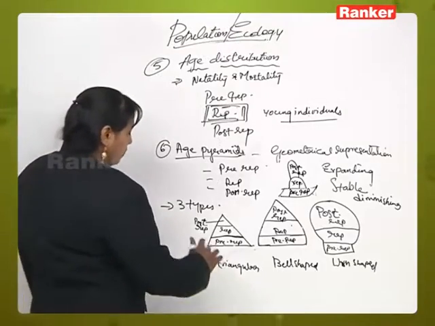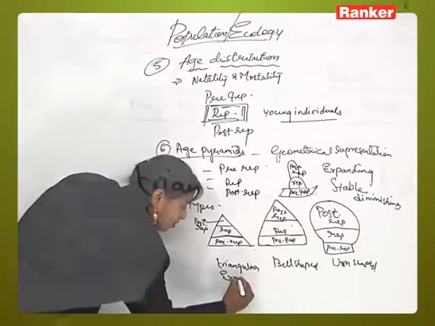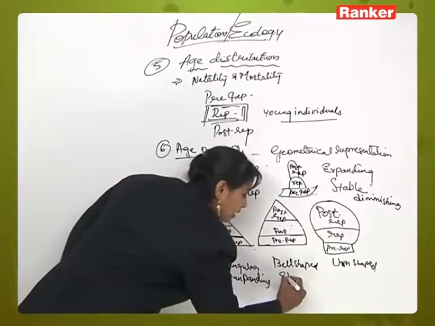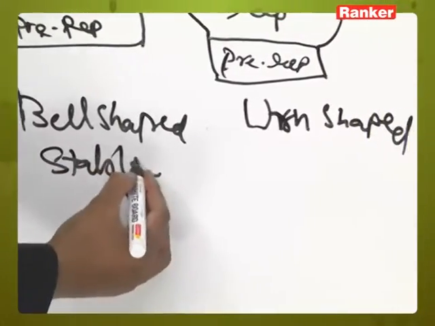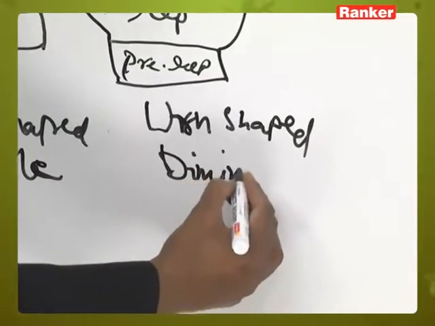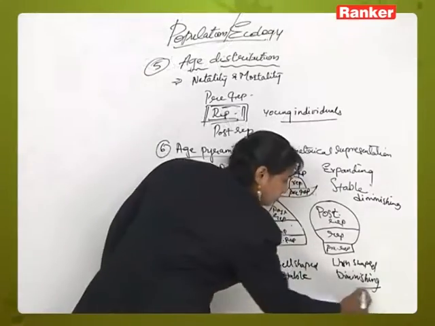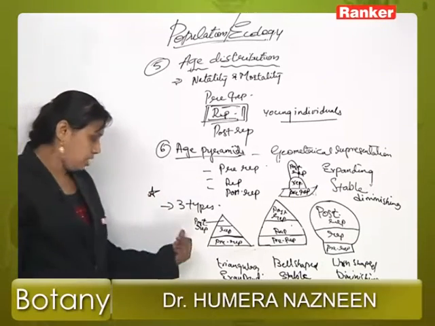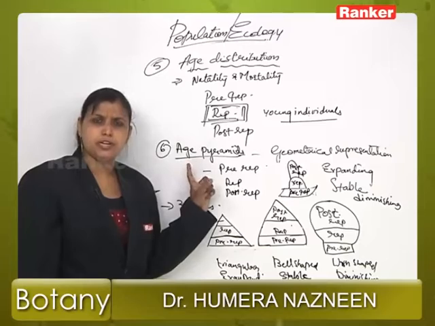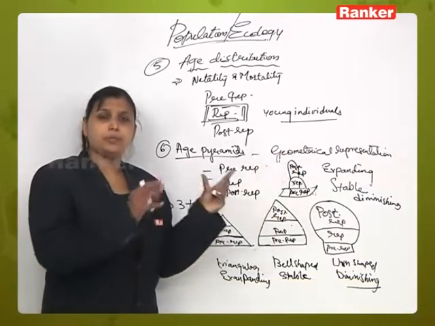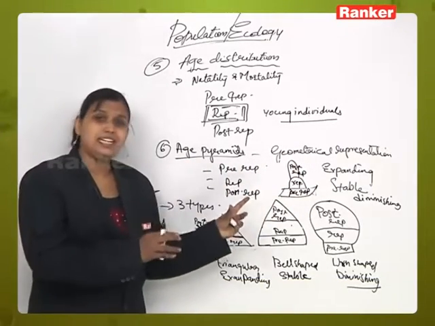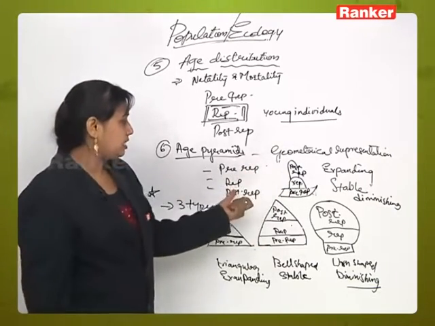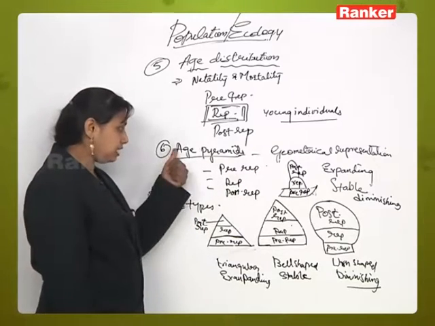So here we can say the population is expanding in the triangular pyramid, it is stable in the bell pyramid, and it is diminishing in the urn pyramid. These are important. These are called the three types of age pyramids. The questions may come from this. What are age pyramids? It is nothing but the geometrical representation of the proportion of individuals of an organism in a given population, and this can be represented in the form of pyramids. There are three age pyramids.